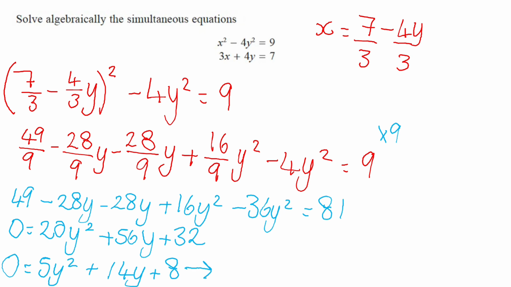So we have got 5y plus 4 and y plus 2 equals 0. So that now means our two values for y are y equals minus 4 over 5 and y equals minus 2. So this is just solving from a quadratic is what we're doing at this step. So I'm going to write this over here.